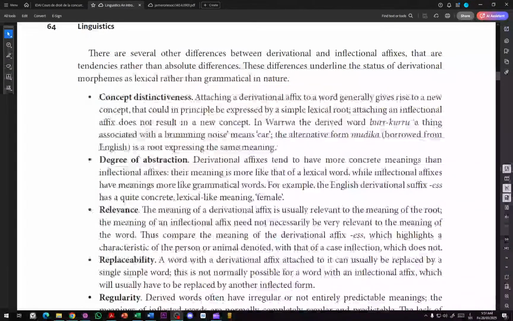Okay, secondly, degree of abstraction. Derivational affixes tend to have more concrete meanings than inflectional affixes. The meaning is more like that of a lexical word, while inflectional affixes have meanings more like grammatical words. For example, the English derivational suffix -ess has a quite concrete lexical-like meaning: female.